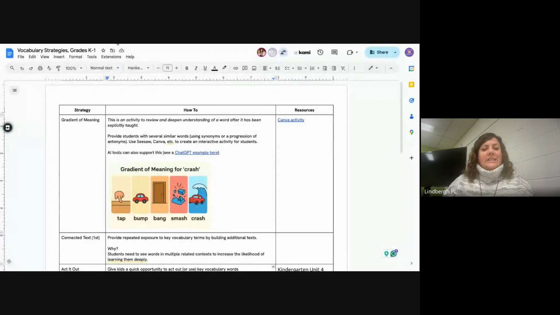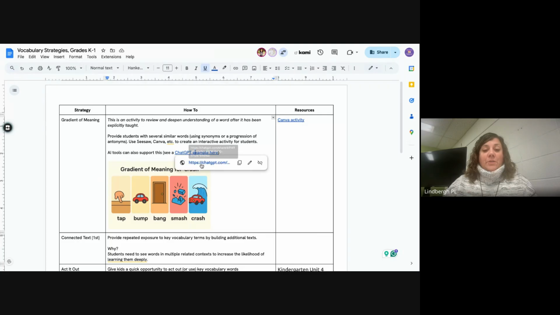So what I did looking at these words is I decided that crash would be a word that kids are somewhat familiar with. You would still explicitly teach it, so tell the word, give a kid-friendly definition, go through that process. But as you're going through, you've read it in text, I want to do something deeper with it. I want to build more knowledge around that word. So I'm going to do an activity that's super fast, the gradient of meaning or shades of meaning. So I picked my word crash from Unit 4.